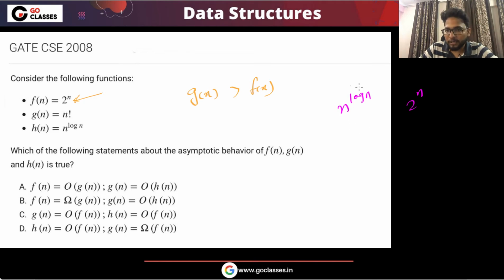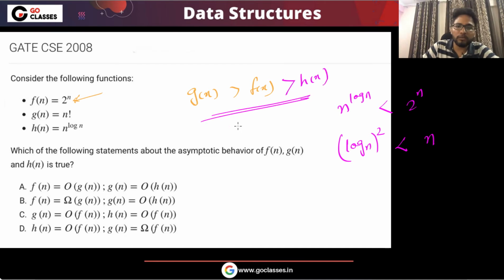Let's see by taking log. If you take the log, it will be log n into log n, which means log n square, and the other will be just n. So obviously this is strictly greater. So 2 power n is strictly greater, which means Fn is strictly greater than Hn, right? So this is the order. Based on that, you can find out which one is true. They are saying Fn is less than equal to Gn. Yes, true. And Gn is less than equal to Hn. Fn is less than equal to, yes, but Gn is not lesser, right? Gn is the greatest one.